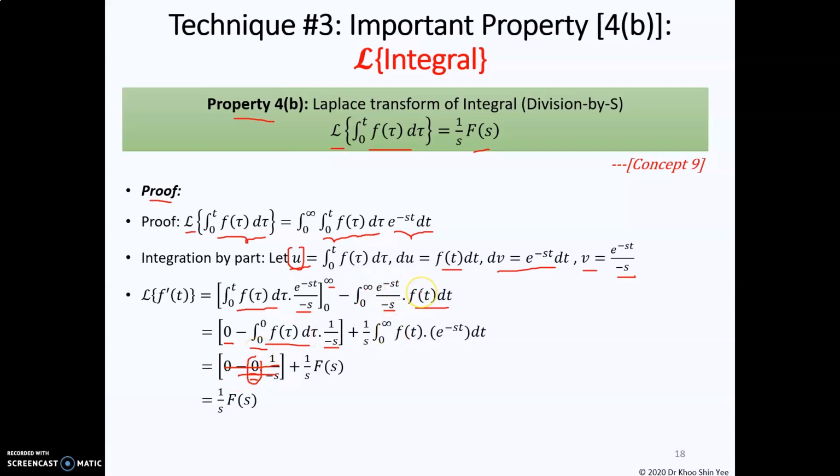On your right hand side, negative s here can be extracted out, so you have 1 over s here. Negative becomes positive. And when we look at this term, it is the definition for the Laplace transform, which is F(s). So this is your final result, which is our property. There's a typo here, please correct this. So you should read the Laplace transform for the integration equal to this.